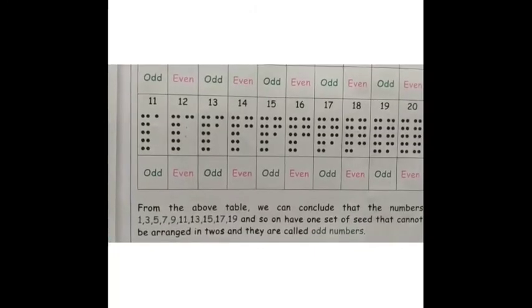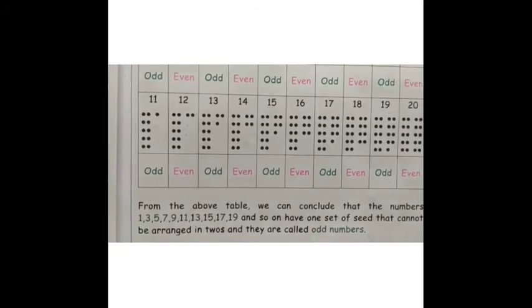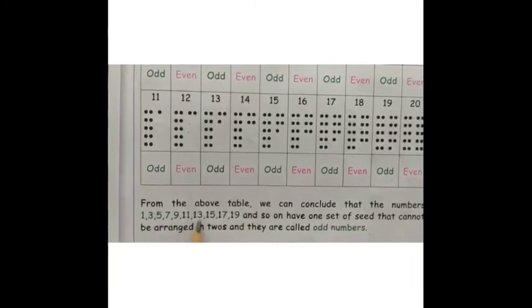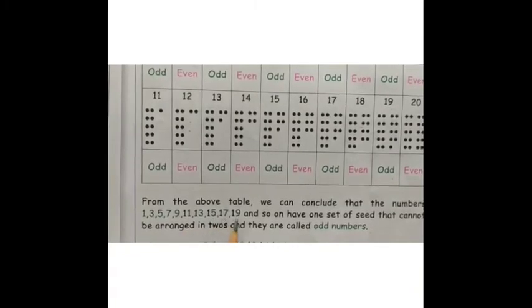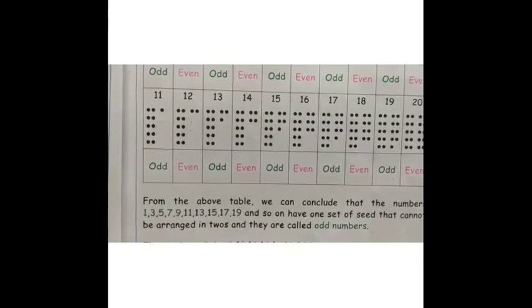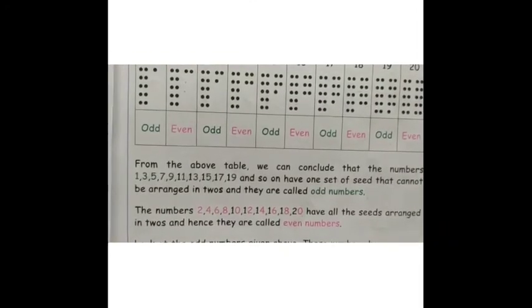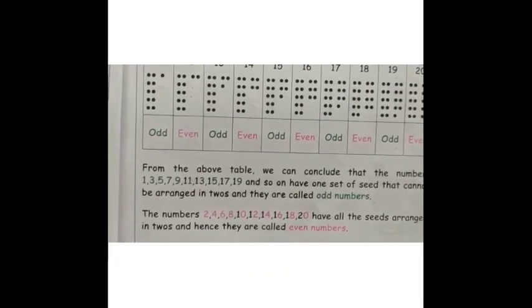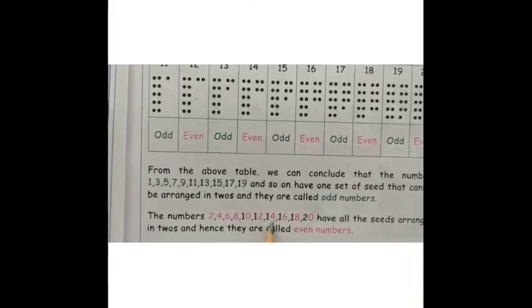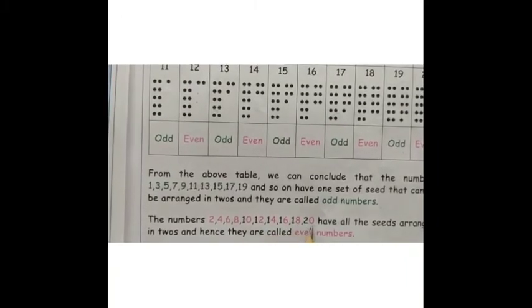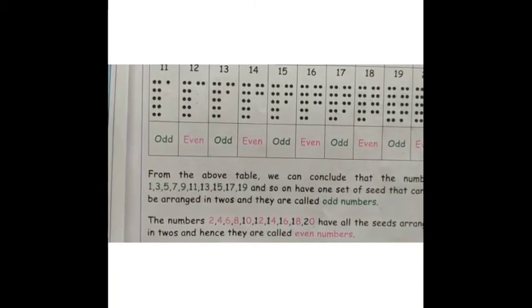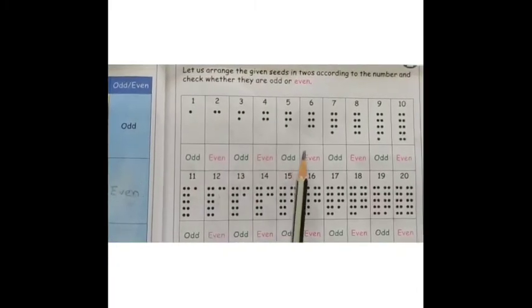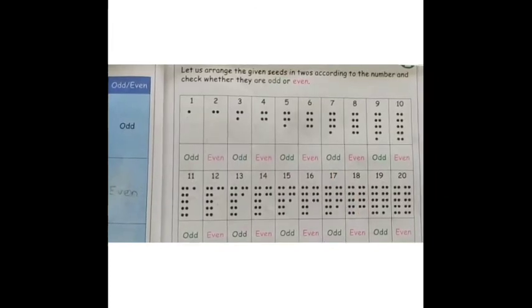Look at the odd numbers given above. These numbers have any one of the numbers 1, 3, 5, 7 and 9 in their ones place. Look at the even numbers given above. These numbers have any one of the numbers 2, 4, 6, 8 and 0 in their ones place. Besides, we can observe that odd and even numbers come alternatively.